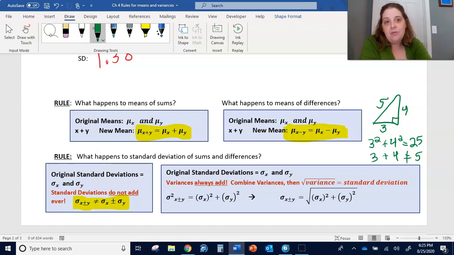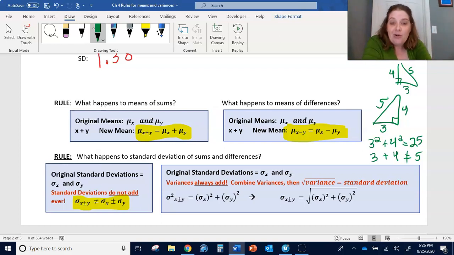So when we're thinking about the way that standard deviations behave, I want you to think about standard deviation as a measure of distance. It's a distance value. So instead of 3 plus 4 equals 5, it's really the standard deviation of the first one squared plus the standard deviation of the second one squared equals the standard deviation of the combined set squared. Variances are always going to add, because it doesn't matter if I draw my triangle this direction or that direction. It's still 3 squared plus 4 squared equals 5 squared. Because we're talking about those (x minus x bar) squareds, the subtraction doesn't come into play.